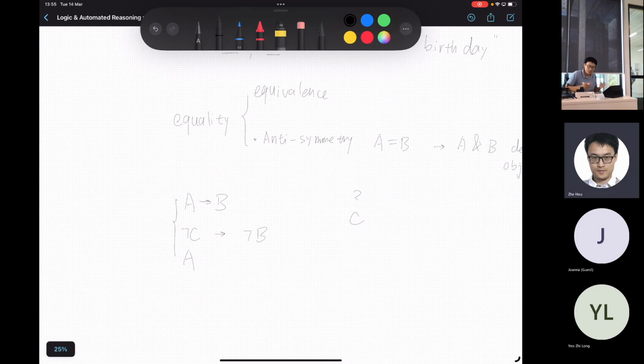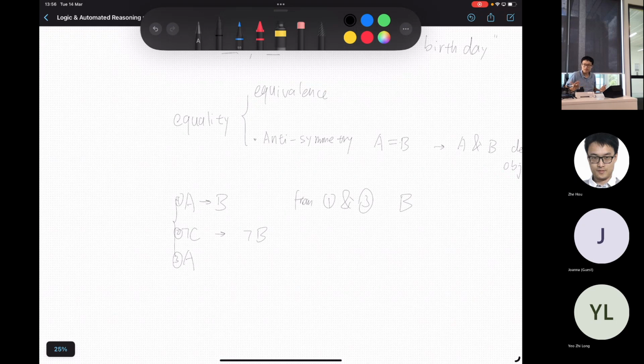So what is A implies B? A implies B says if A is true, then B is true. And we know that A is true. So what can we deduce from here? Let's number them 1, 2, 3. From 1 and 3, we can deduce that B is also true. We know A is true, we know A implies B, therefore B must be true.